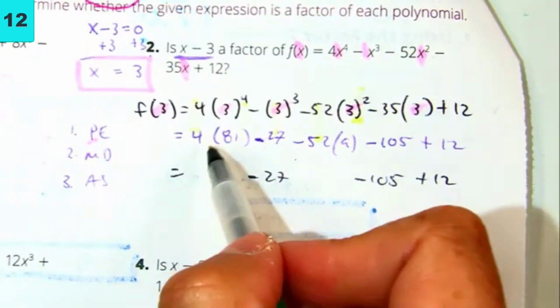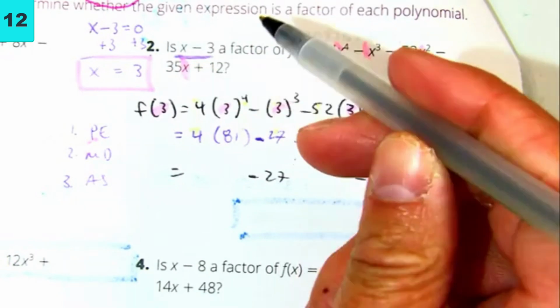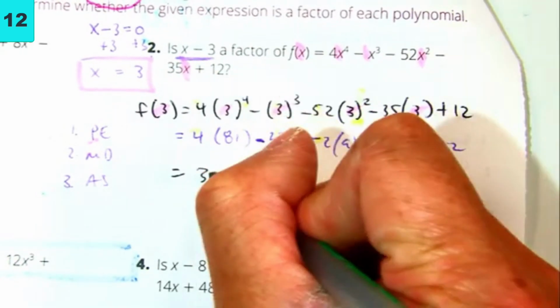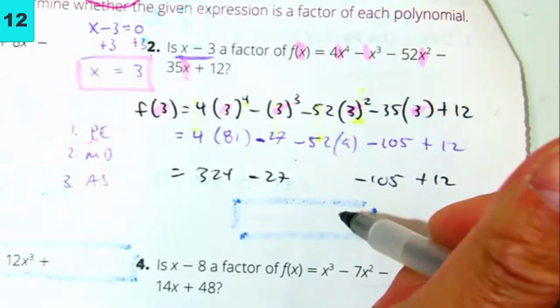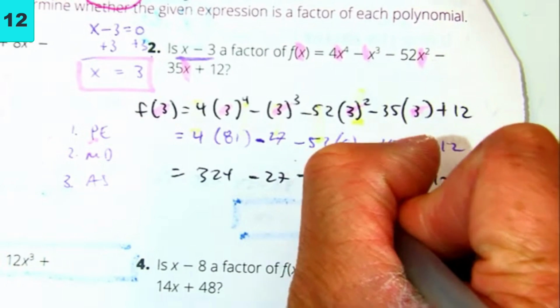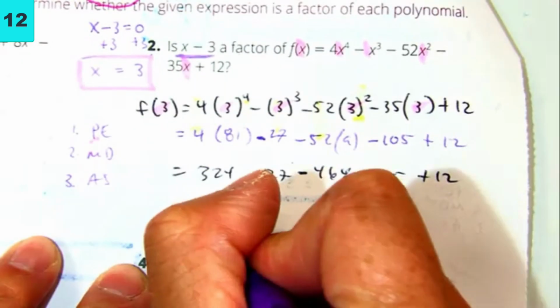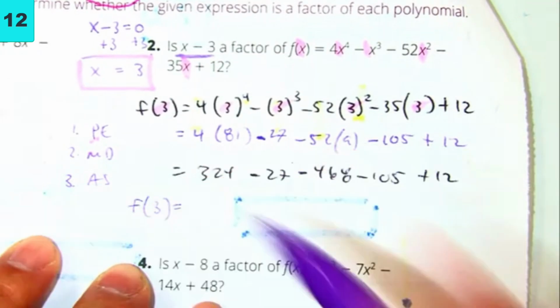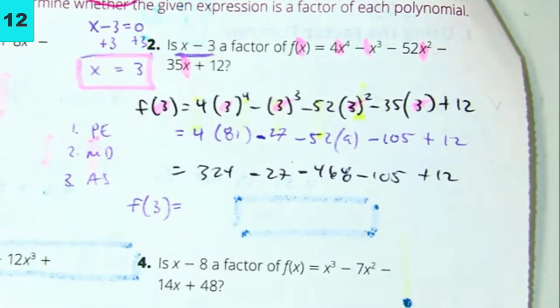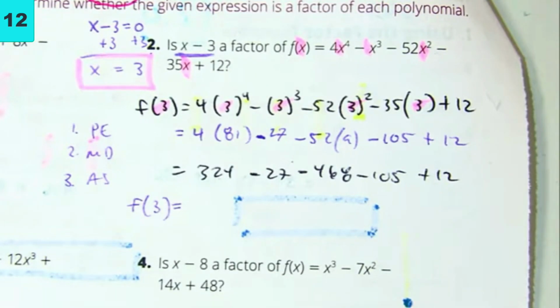Four times 81. And negative 52 times 9. Negative 468. Thank you. Selena? If I add all of those together, what did you get? Raise your hand if you got negative 264. Double check.